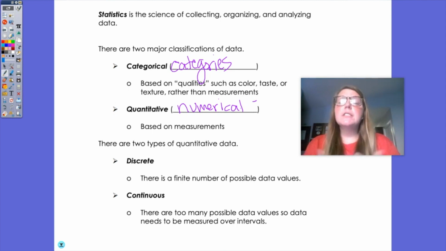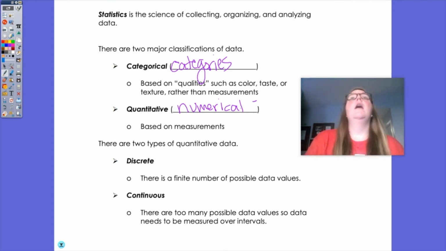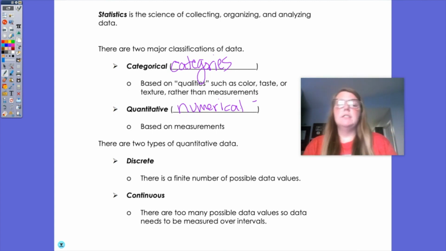So how many brothers and sisters do you have? I have one. How tall are you? I'm 5'6". So quantitative is talking about numbers. Categorical is obviously talking about categories or words or things.